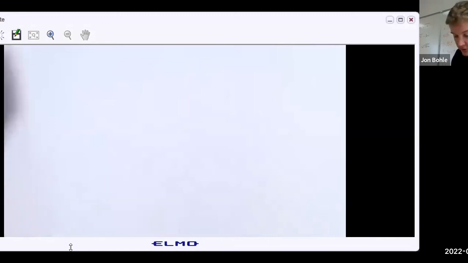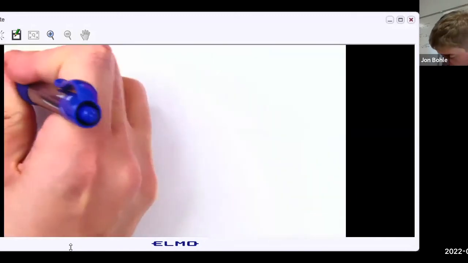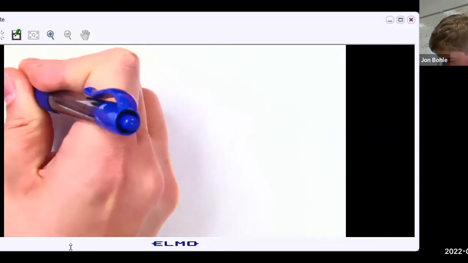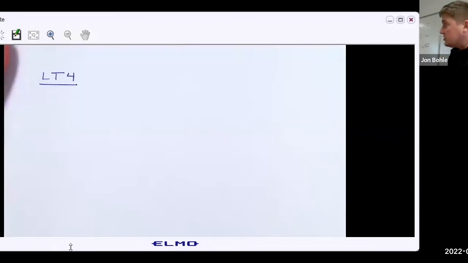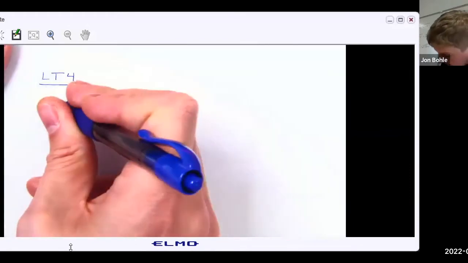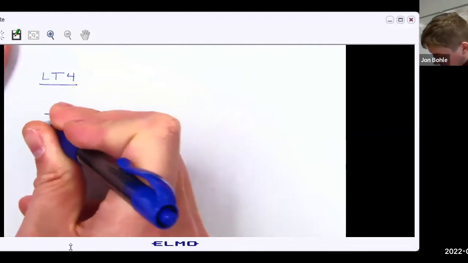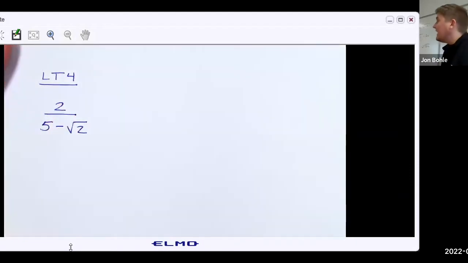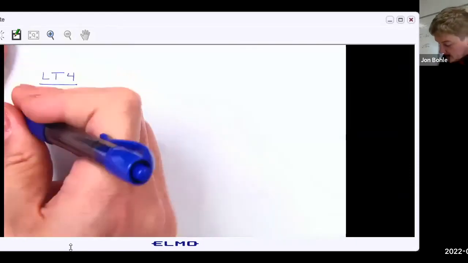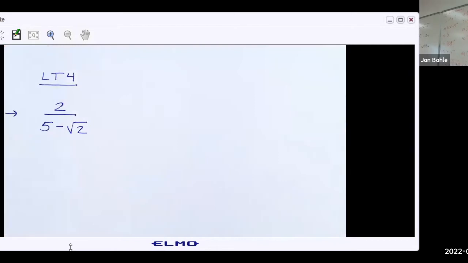But the first thing I want to do is give an example of a learning target 4 problem, because we have roughly 28% of us at a proficient level, which I think we all know is clearly not enough. So let's say I have 2 over 5, and I need to simplify. You will have a problem just like this on the test, okay? And this is learning target 4, simplifying radical expressions.